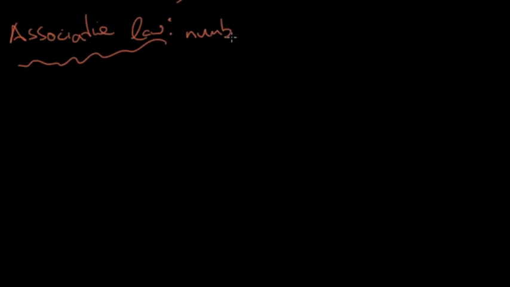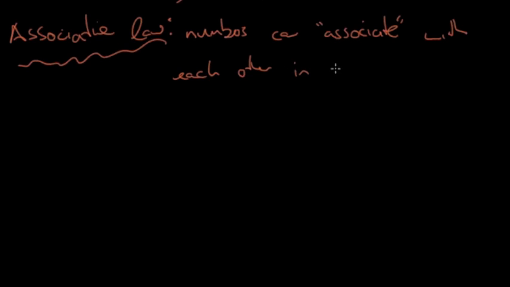Next law we can look at is the associative law. That was the second one you saw in week 1. And this is just in words: numbers can associate with each other in addition and multiplication, and the outcome doesn't change.